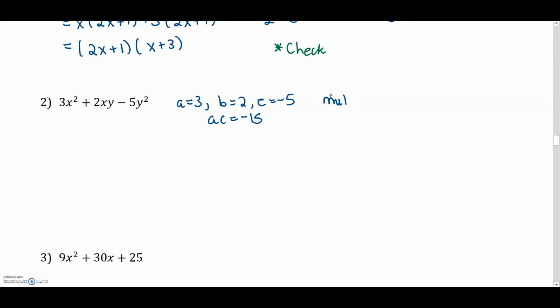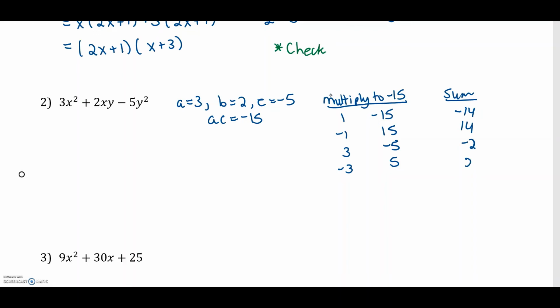Now looking at pairs of numbers that multiply to -15, we have 1 and -15, -1 and +15, 3 and -5, and -3 and 5. So to multiply to a negative number, you require that one of the two numbers must be negative, but not both. Okay, now calculating the sum of these values, we know that for this problem to work, we need them to sum to the b value, which should be 2. And the sums are -14, +14, -2, and +2. Therefore, the desired values to use are -3 and +5.